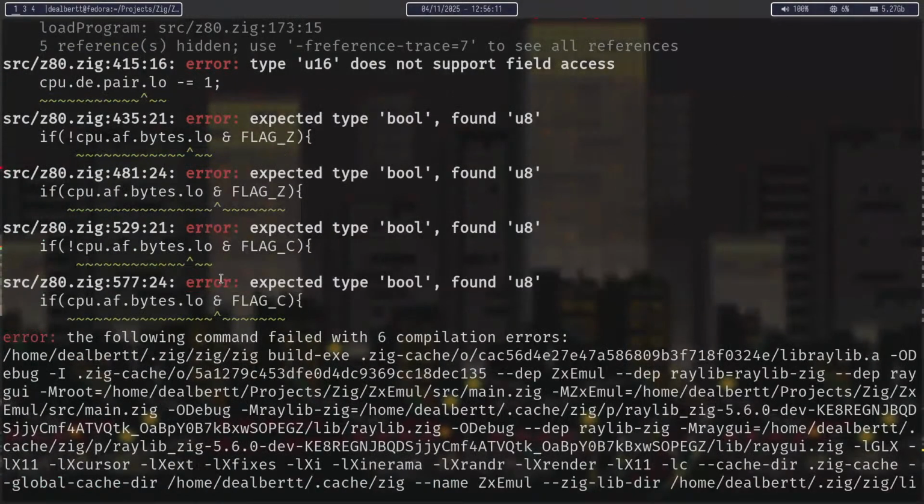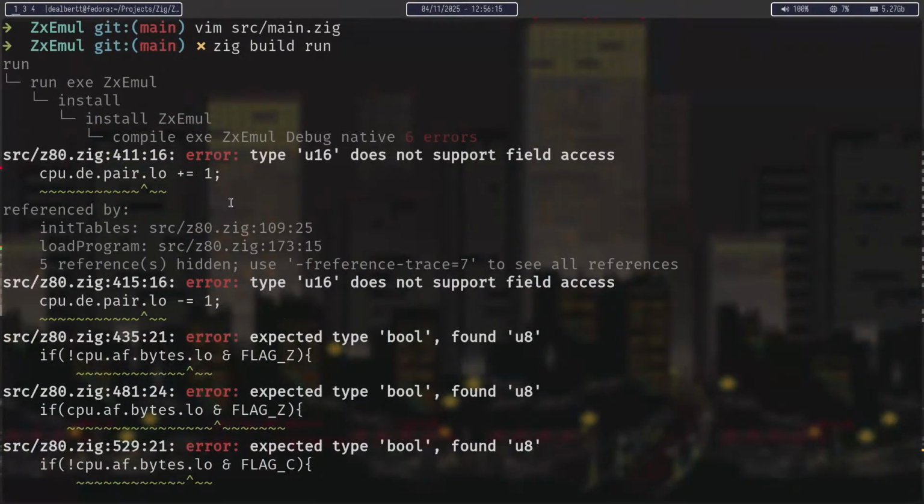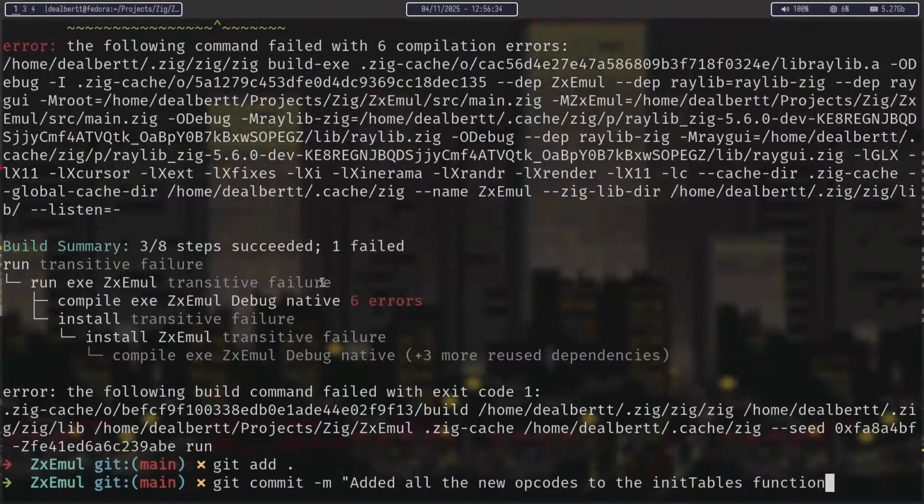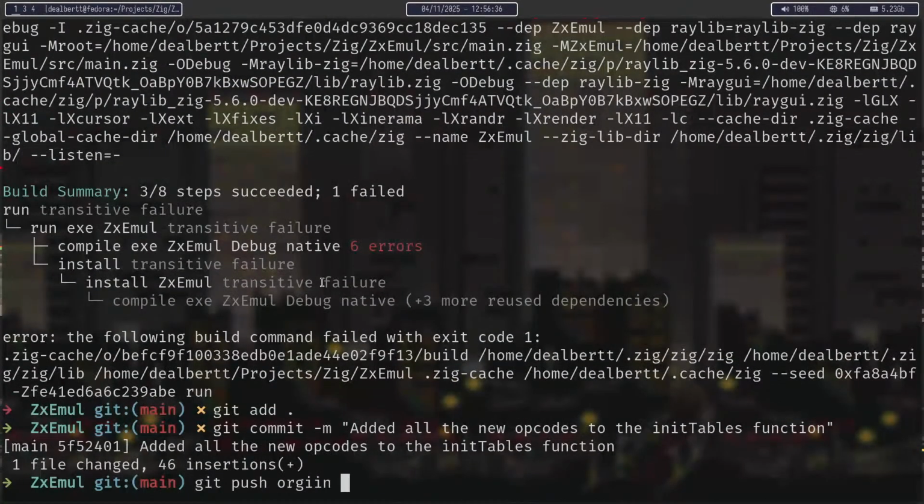Yeah, I got an error. It turns out I cannot do that. Well, that's going to be a problem for me in the future. Let me just do git add, git commit, add all the new opcodes to the init tables function. Alright.